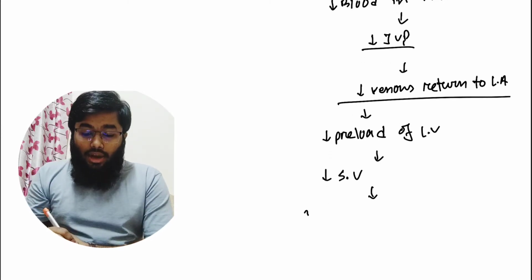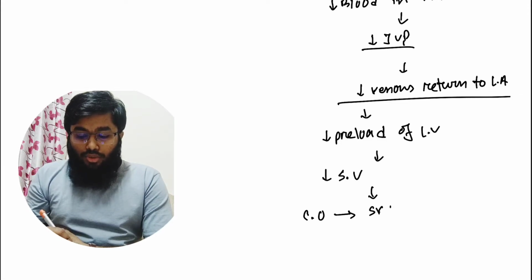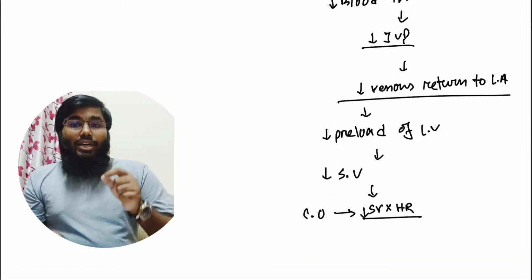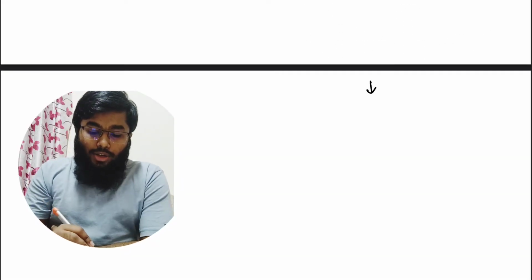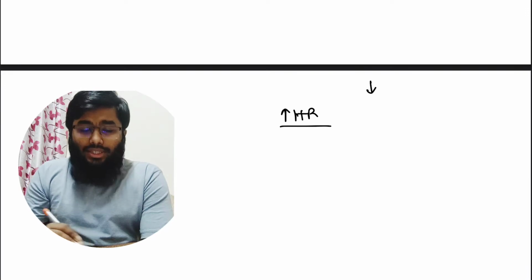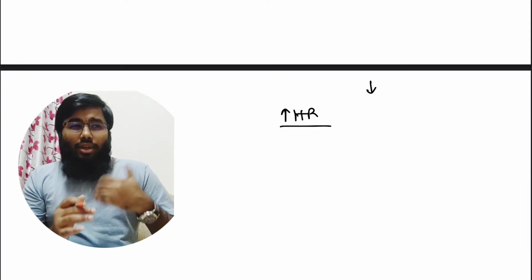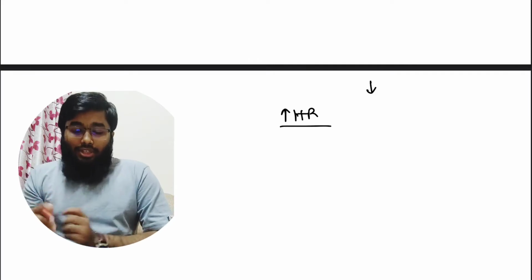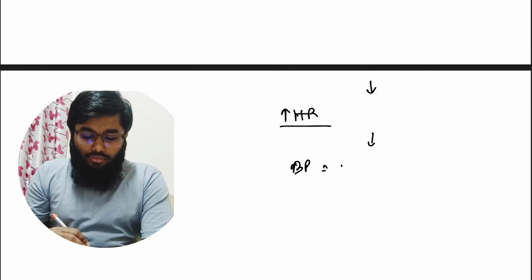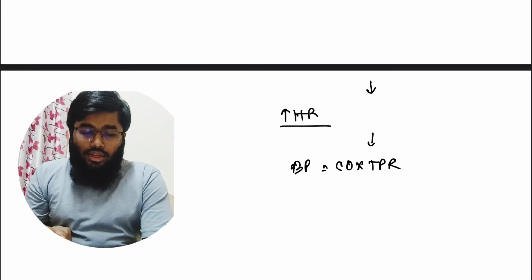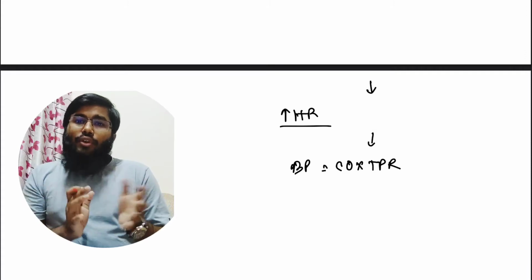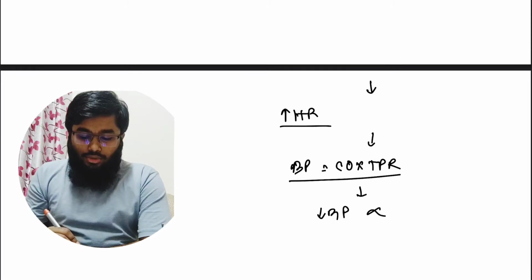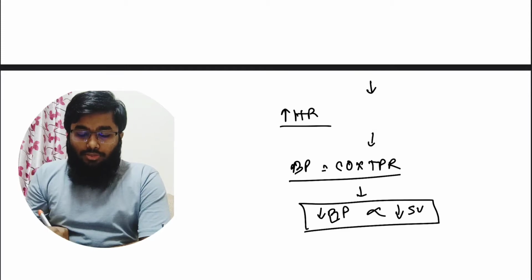And we know that cardiac output depends on stroke volume times heart rate. So in order to maintain the cardiac output, when there is a decrease in stroke volume, you must increase your heart rate. So as a result, during the inspiration phase, our heart rate increases. But the increased heart rate cannot keep pace with the blood pressure, because blood pressure is maintained by cardiac output times total peripheral resistance. So though the heart rate is increased, overall the blood pressure is decreased because the stroke volume is much less. So there is decreased blood pressure due to decreased stroke volume.